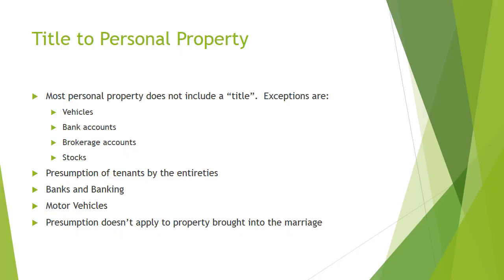Finally, the presumption of tenants by entireties title does not apply to property brought into the marriage. The property a person brings into the marriage is presumed to be his or her separate non-marital property unless there's a title transfer or a legal principle. For example, commingling money into the account after marriage, even though the account is not a joint account, but both parties are putting money into the solely owned account. That's what we call commingling, and we'll discuss a little bit more of that later.